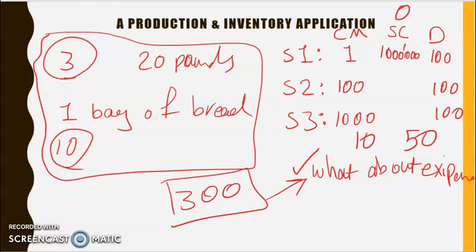Because we all know in real life, always the prices are changing. The cost of material are changing, storing cost are changing, and all of those things are changing according to demand. It is the case in production and inventory applications.